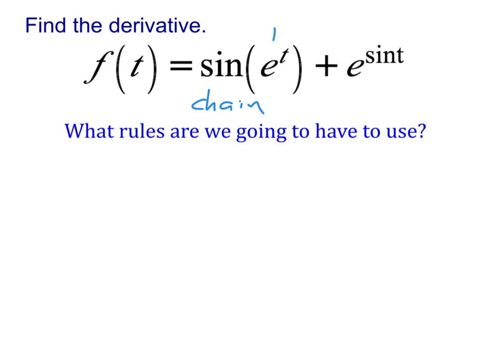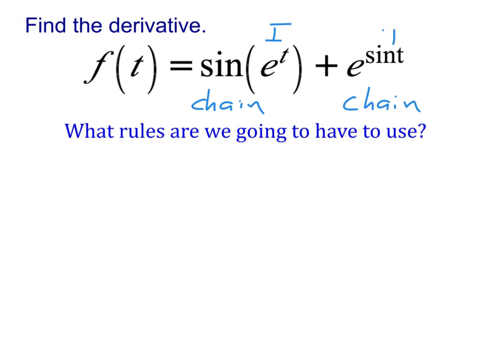And in that case, the inner function is going to be the e to the t. All right, for the second part, e to the power of sine t. Notice that's e to the power of something other than just our variable. That means that the sine of t has been plugged into that function of e to the power of x or e to the power of t. And so this is also going to be chain rule.